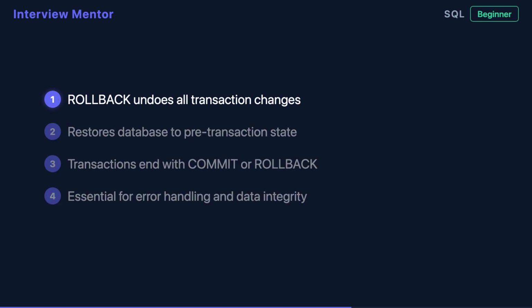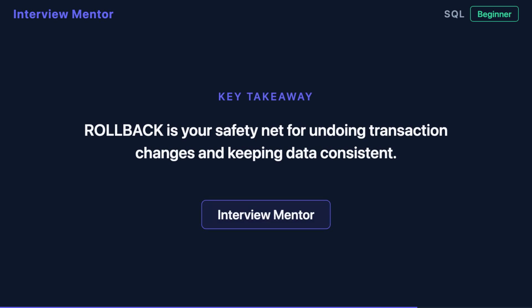Remember these key points. ROLLBACK undoes all transaction changes. It restores the database to the pre-transaction state. Transactions end with either commit to save or ROLLBACK to discard. And ROLLBACK is essential for error handling and maintaining data integrity. ROLLBACK is your safety net for undoing transaction changes and keeping data consistent. Master this command, and you'll handle database errors like a pro.